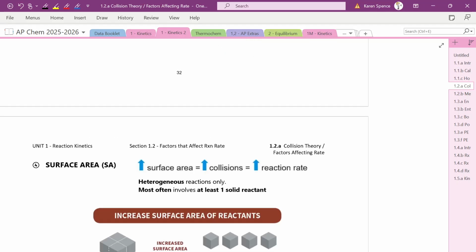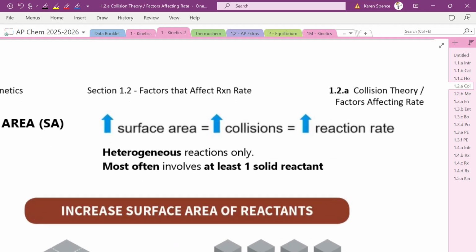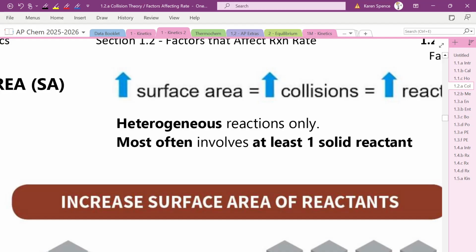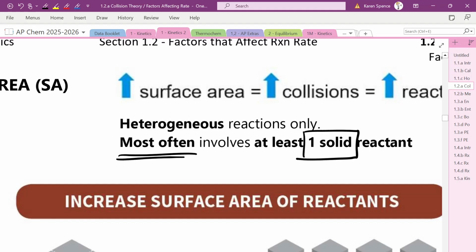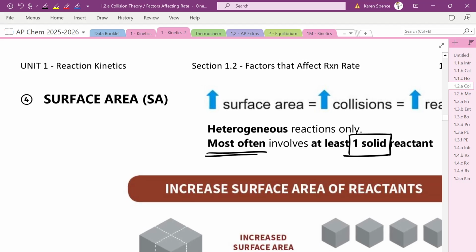Next, surface area. Surface area is for heterogeneous reactions only. Most often, you have at least one solid. Now, I'm going to use the word phase here. Phase has a special meaning in chemistry. And sadly, up until this point, you've probably heard the word phase and you think state. Am I correct? It's solid, it's liquid, it's gas, that's its phase. It's a little bit different. A phase is a certain area of the universe that has all the same properties.